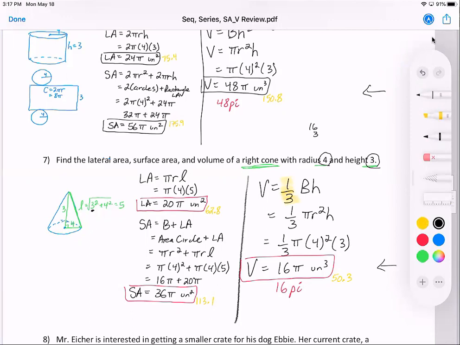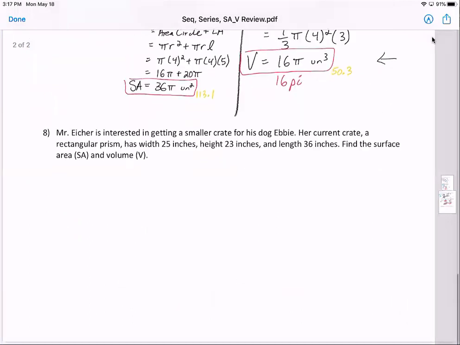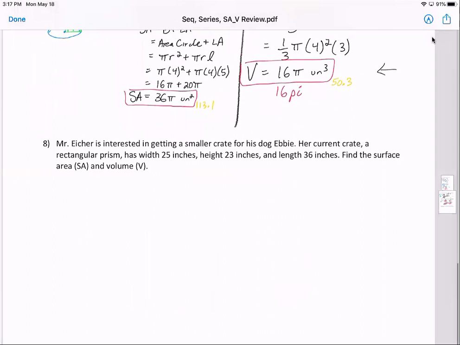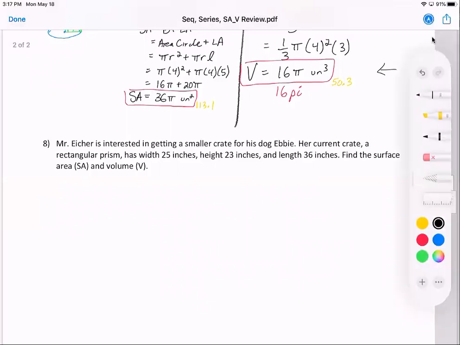The last question I'd like to review. My wife and I were just talking recently about getting our dog a smaller crate. So Mr. Eicher is interested in getting a smaller crate for his dog, Ebby. We've had Ebby for 3 years. Right now she's napping on the couch, very peaceful and restful. I'm sure you wish you were napping.